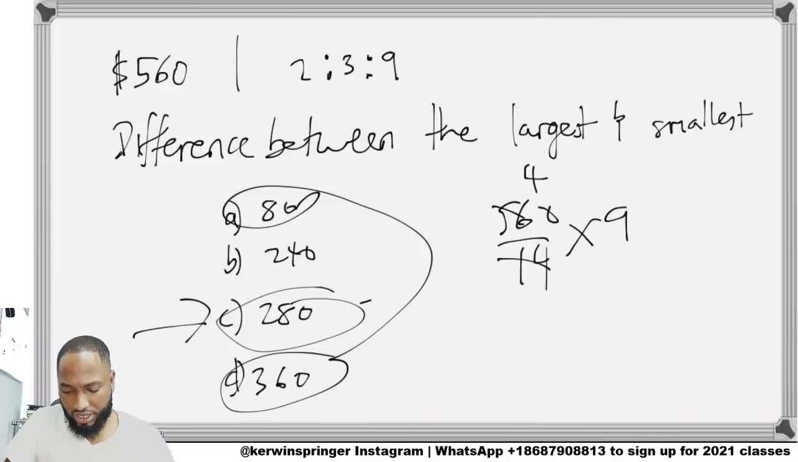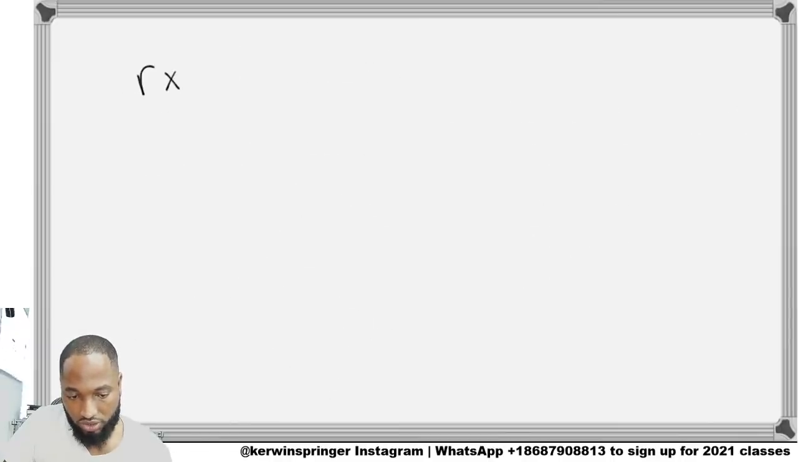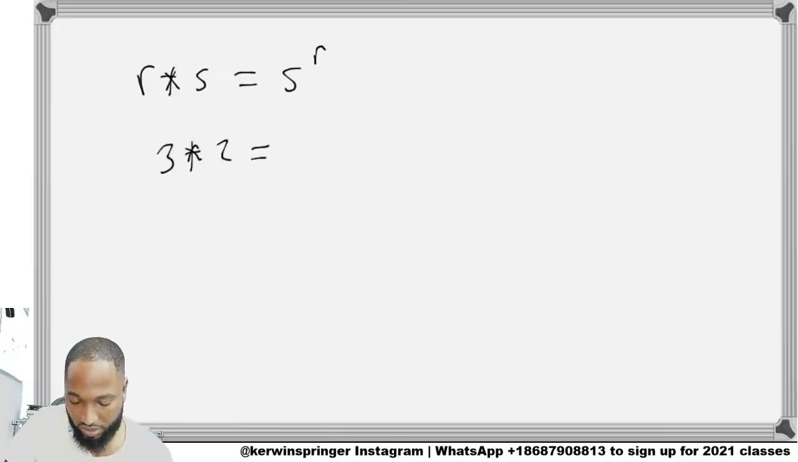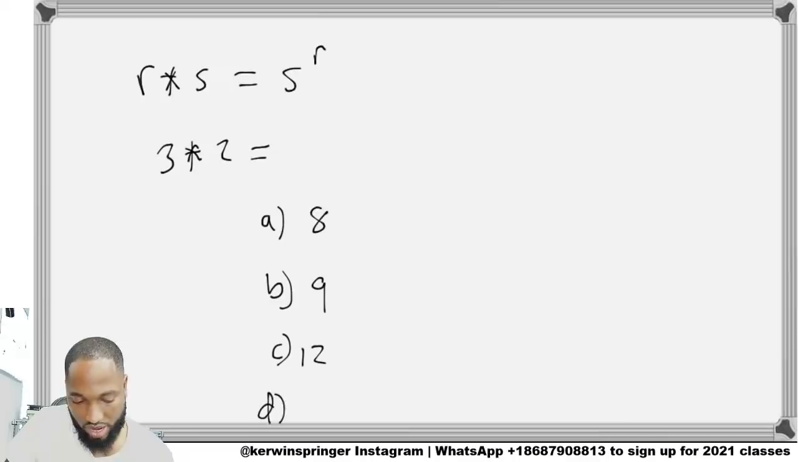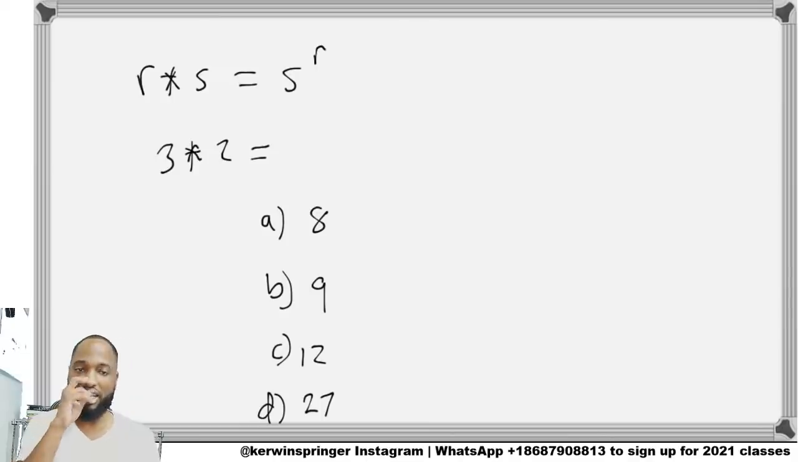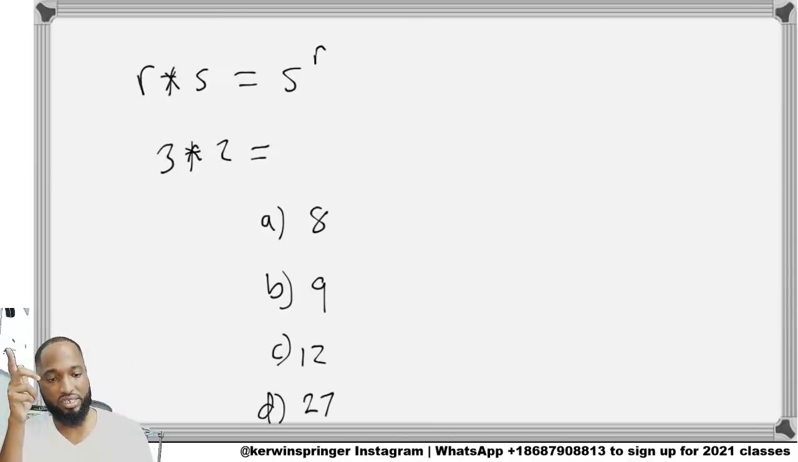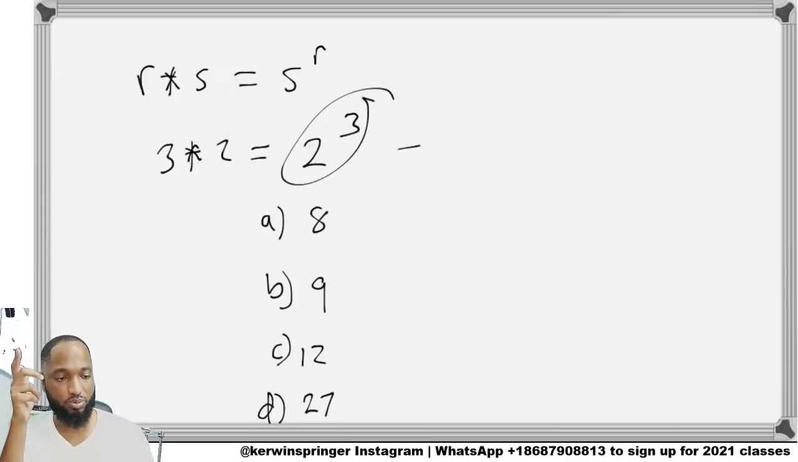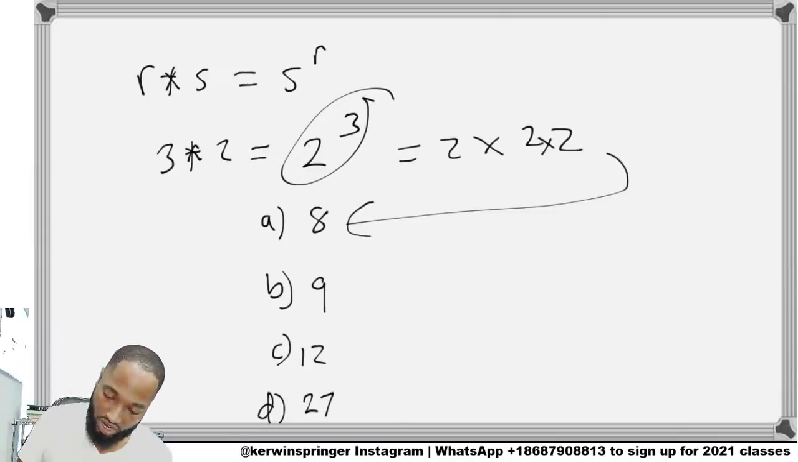R star S is equal to SR. 3 star 2 is equal to... We love it. We love the curry chicken. R star S is SR, so SR, 2 to the power of 3, 2 times 2 times 2. Answer is that. Moving along, moving along.